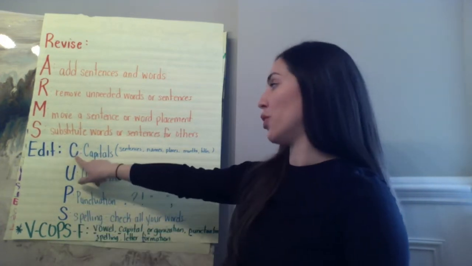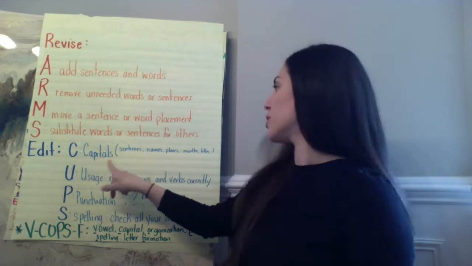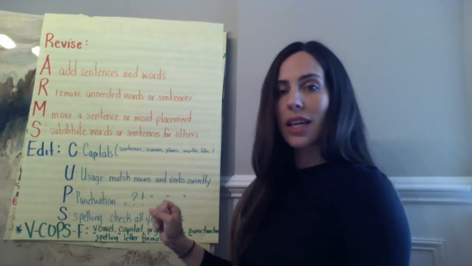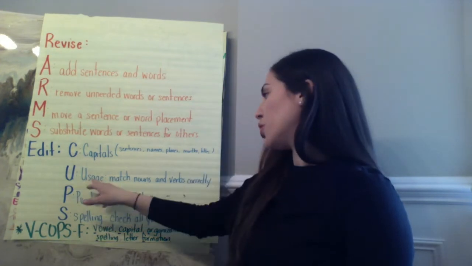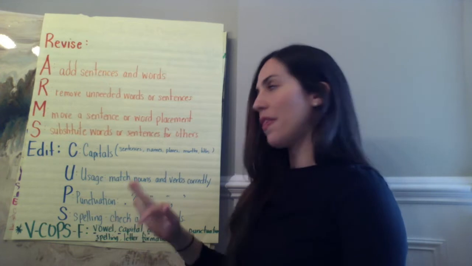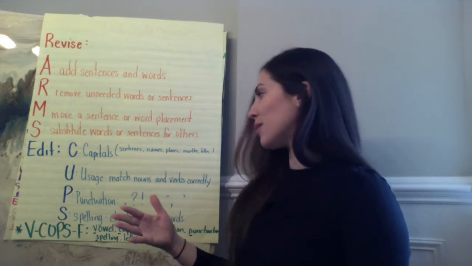CUPS stands for C for any capitals: the beginning of sentences, any names, places, months, titles, things that get capitals. U is for usage. Make sure that our nouns and verbs are matched correctly and that things in our sentences make sense.